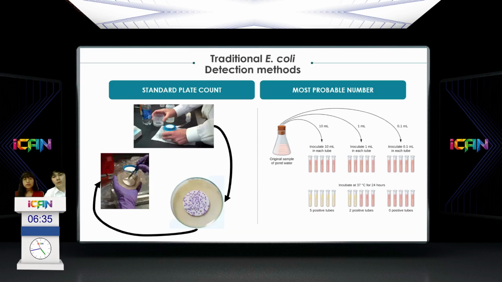And the traditional E. coli detection methods, first is standard plate counting, and the second is most probable number, which means that if you have a negative test, it has E. coli in the water.